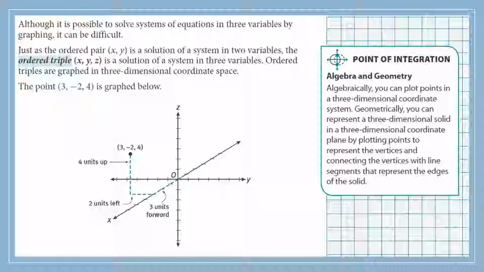Although it's possible to solve systems of equations in three variables by graphing, it can be difficult, especially for those of us who don't see in three-dimensional drawings very well. So just as the ordered pair (x, y) is a solution of a system in two variables, the ordered triple (x, y, z) is a solution of a system in three variables. So ordered triples are graphed in three-dimensional space. So the point (3, -2, 4) is graphed below.